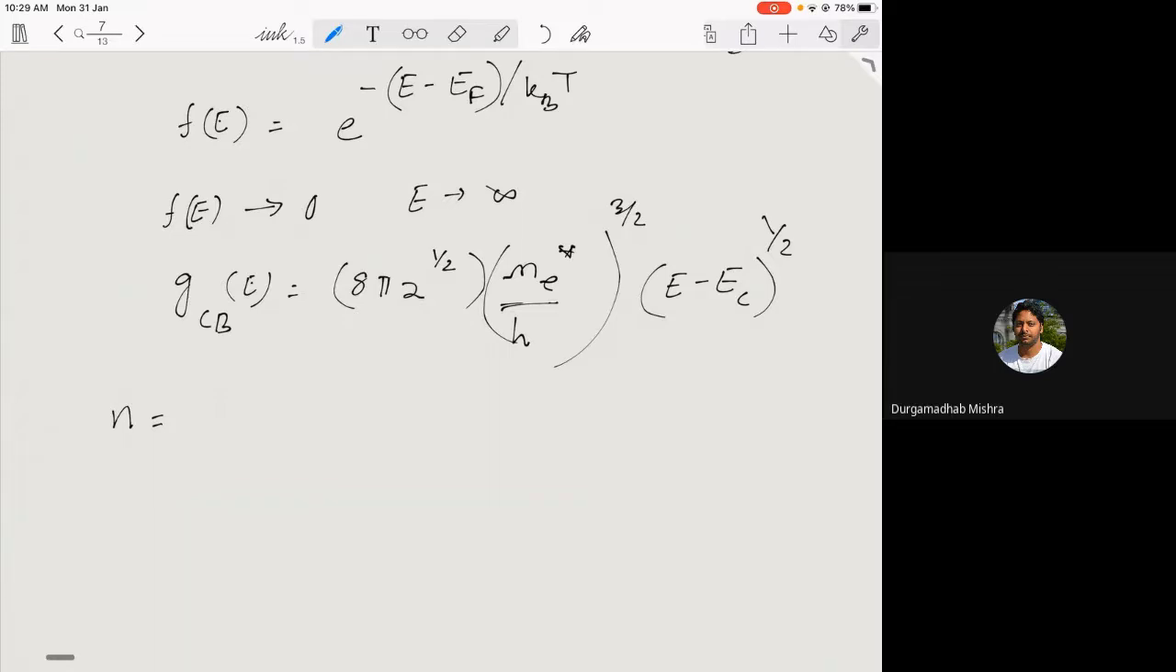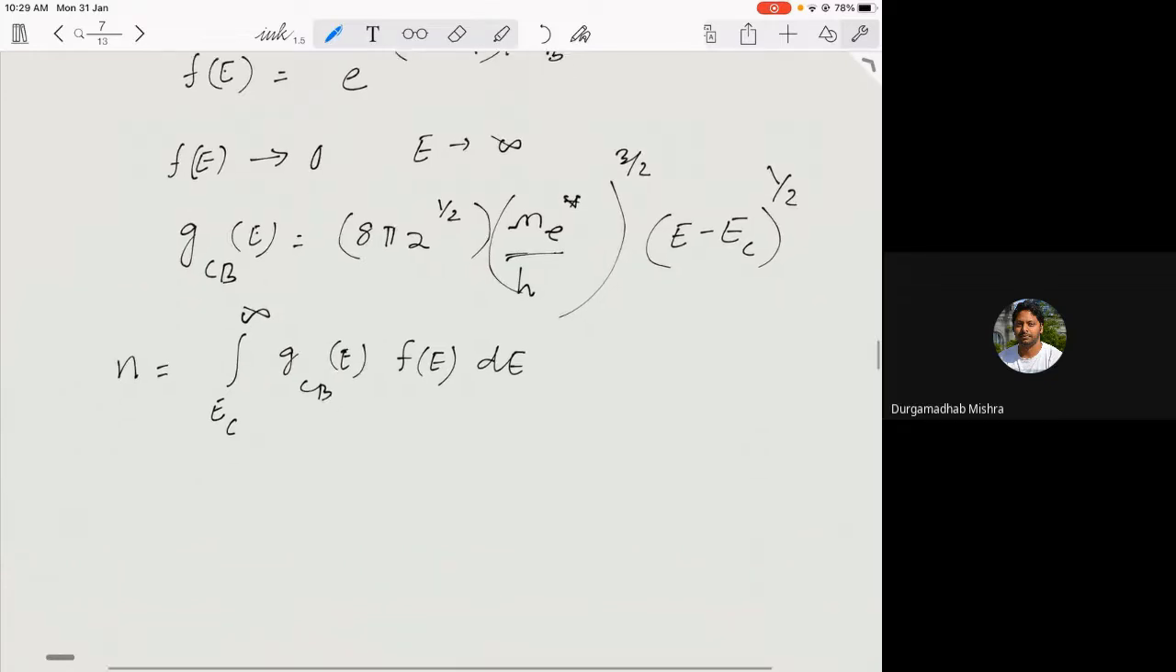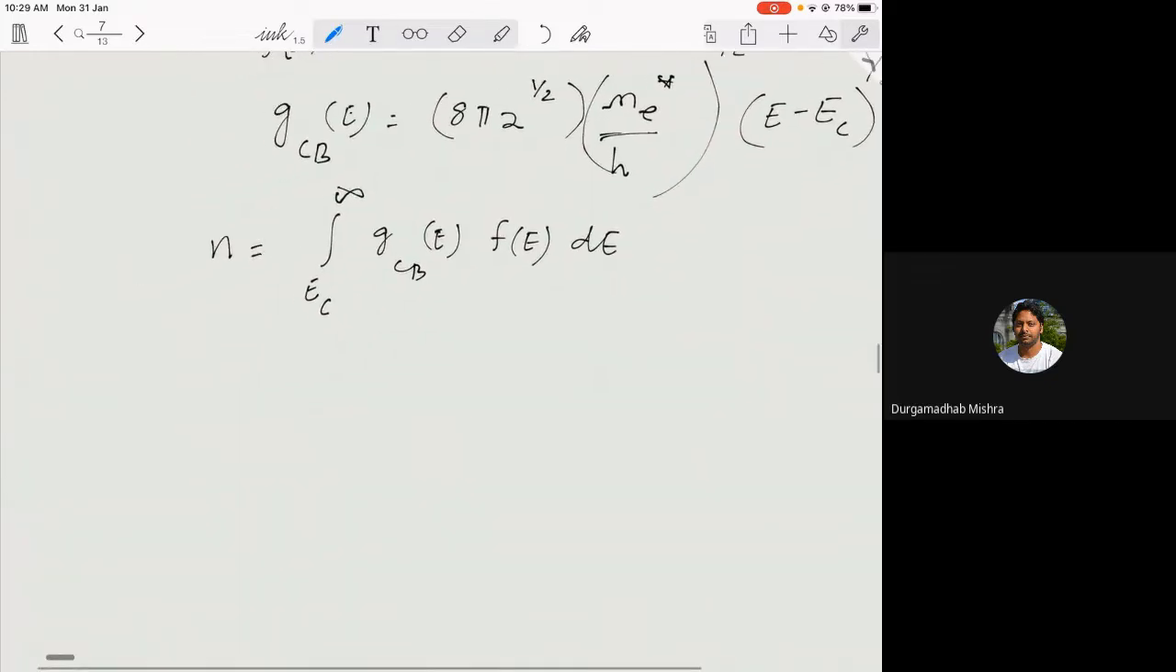So N is equal to the integration from E_C, and instead of taking E top, we can take it to infinity, so E_C up to infinity, g_c(E) and f(E) dE. Now if you substitute that and do the integration, you will get a result. So I'm writing down the result now: e to the power of minus (E_C minus E_F) by k_B T.